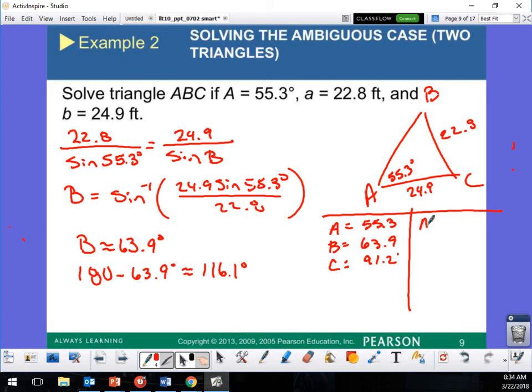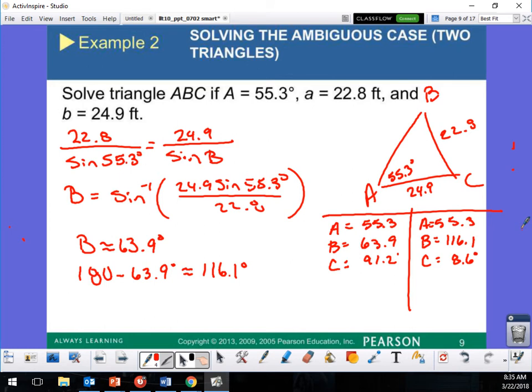Now let's look at the other side. If A is 55.3, B is 116.1, C would be 8.6. Does that also work as a triangle? They both work as a triangle, right? Because I'm testing it here. This worked out here, so this works here. And you'll see why over here. We're going to have another one where we're going to eliminate the second one eventually.